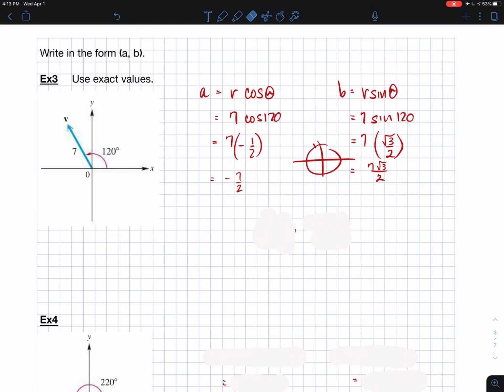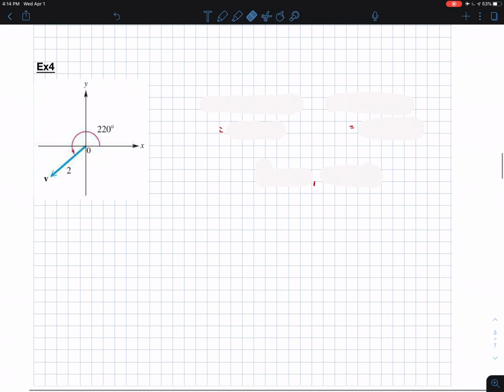So that's the last step that I want to do, is to write my A and my B in the position vector format. All right, look at example number 4. Now on example number 4, I actually would have a different set of instructions. I would not tell you to find exact values here. I would just simply ask you to find the vector, and you'll see why in just a moment.